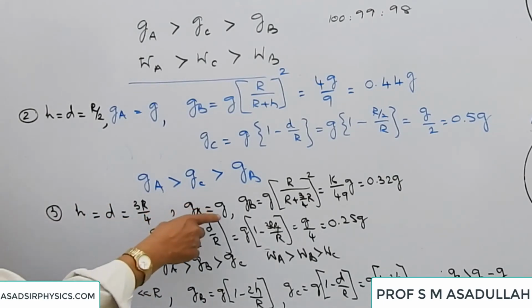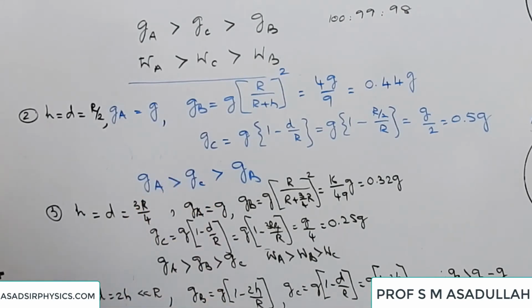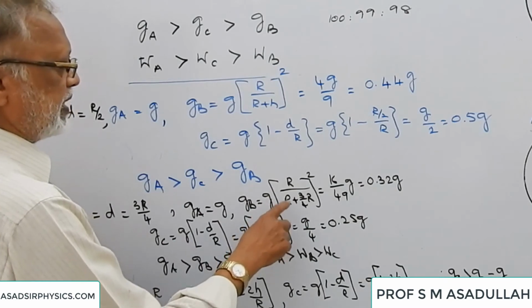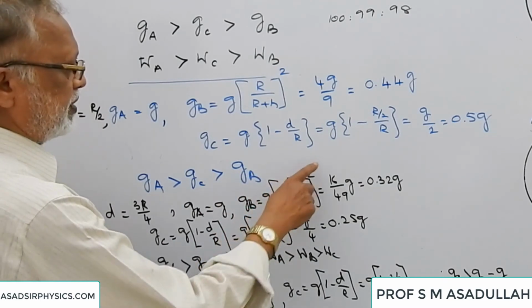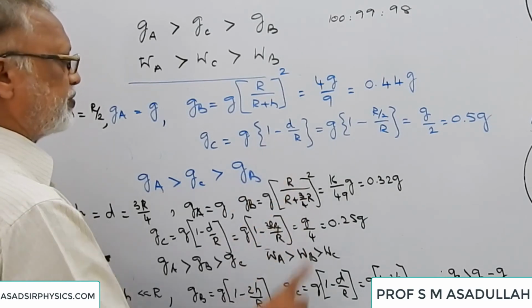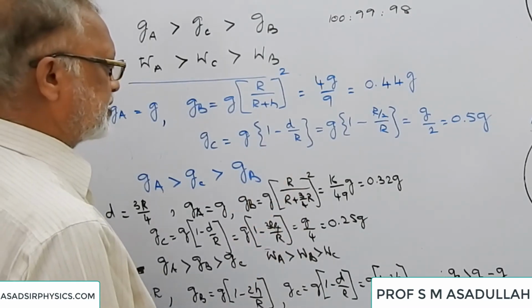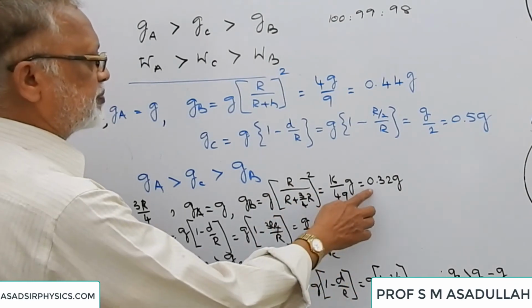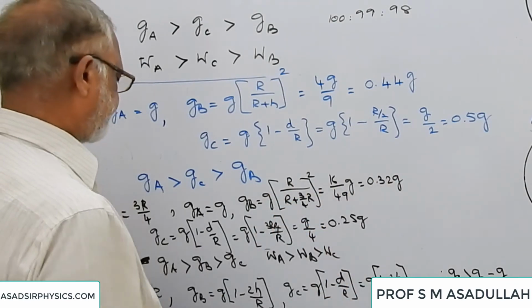Now let us consider height equal to depth, which is equal to 3r/4. Then A is at the surface, Ga is equal to g. Gb is equal to g(r/(r + h))², with h being 3r/4. 1 plus 3/4 is 7/4. This 4 will go to the numerator, r will get cancelled. 4 square is 16, 7 square is 49. So this is 0.32g.